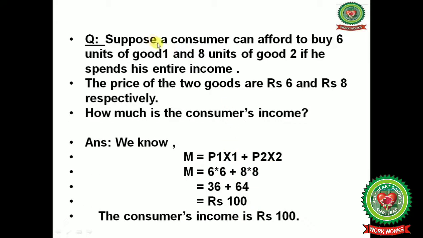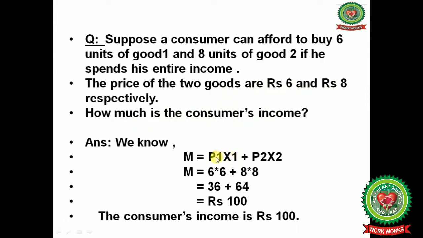Next question is, suppose a consumer can afford to buy 6 units of good 1 and 8 units of good 2 if he spends his entire income. The prices of the two goods are rupees 6 and rupees 8 respectively. How much is the consumer's income?